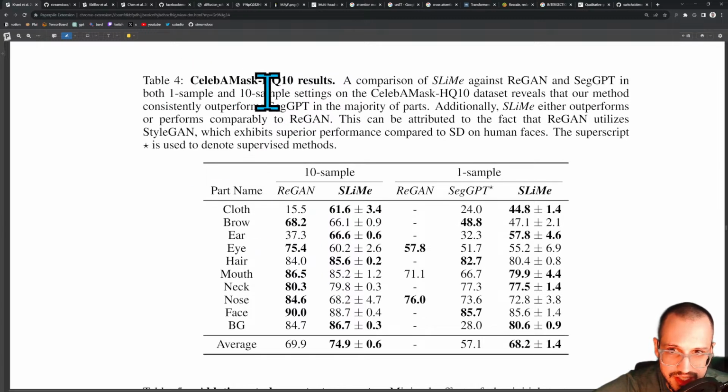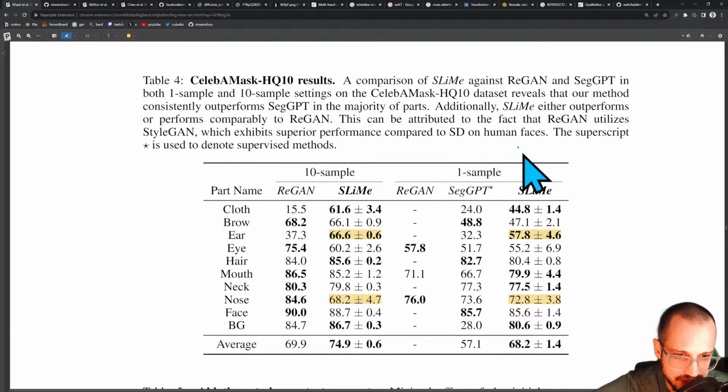Here's the results on CelebAMask-HQ. Here they're showing you, for example, they said the nose was terrible, so 68 versus 72. What? That's weird. You do better with just one example than you do with 10? What the fuck? Ear, if you give it 10 examples versus one example. This is so weird. Why do you get better results with just one shot than you do with 10 shot?